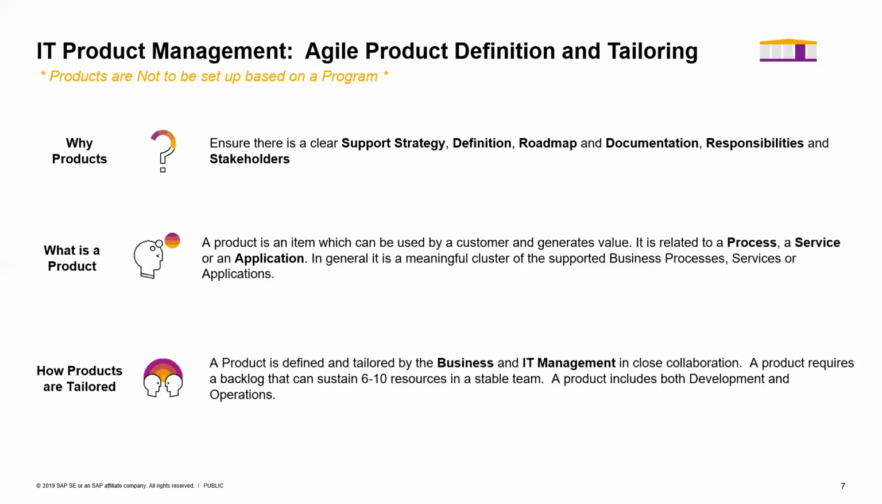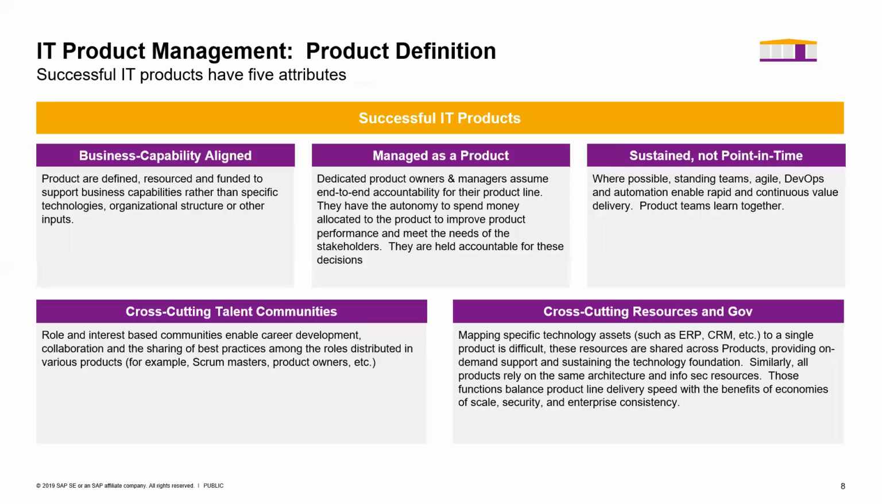And how are products tailored? A product is defined and tailored by the business and IT management, working in close collaboration with them, on both sides. And we work as agile teams, right? You can look at roughly 6 to 10 people in stable teams here, and a product can include both development and operations, so we have end-to-end responsibility covered for the particular product.